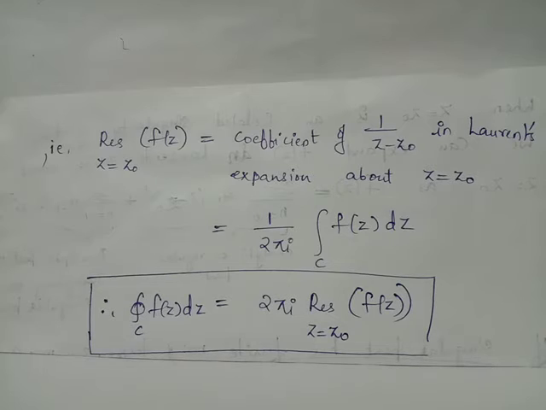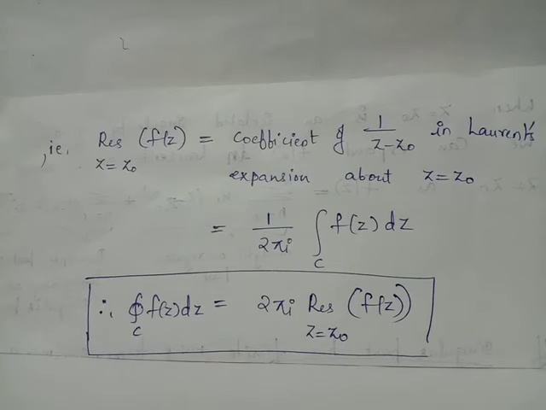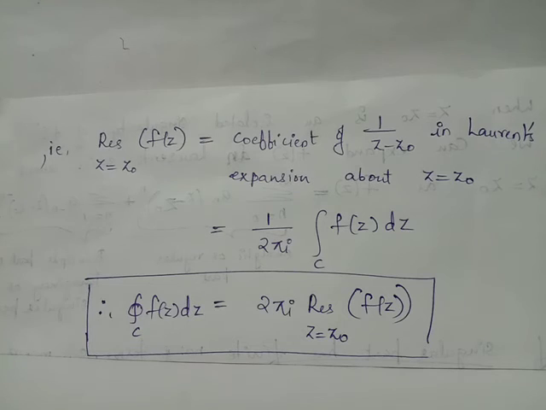We have residue of f of z at z equals z0 equated to the coefficient of 1 by (z minus z0) in the Laurent series expansion about z equals z0. We have already explained that residue of f of z at z equals z0 is obtained as 1 by 2 pi i times the integral over c of f of z dz, from where we have the integral over c of f of z dz equals 2 pi i times residue of f of z at z equals z0.